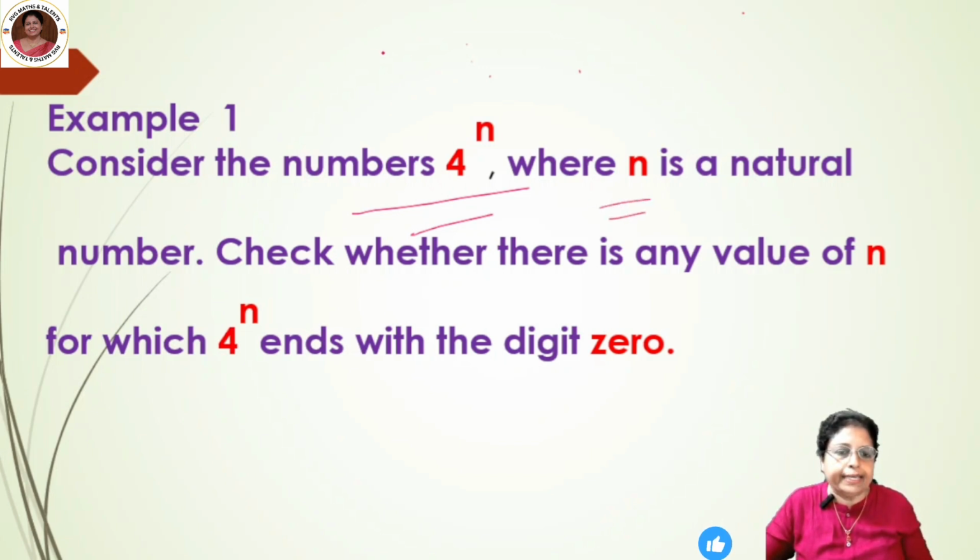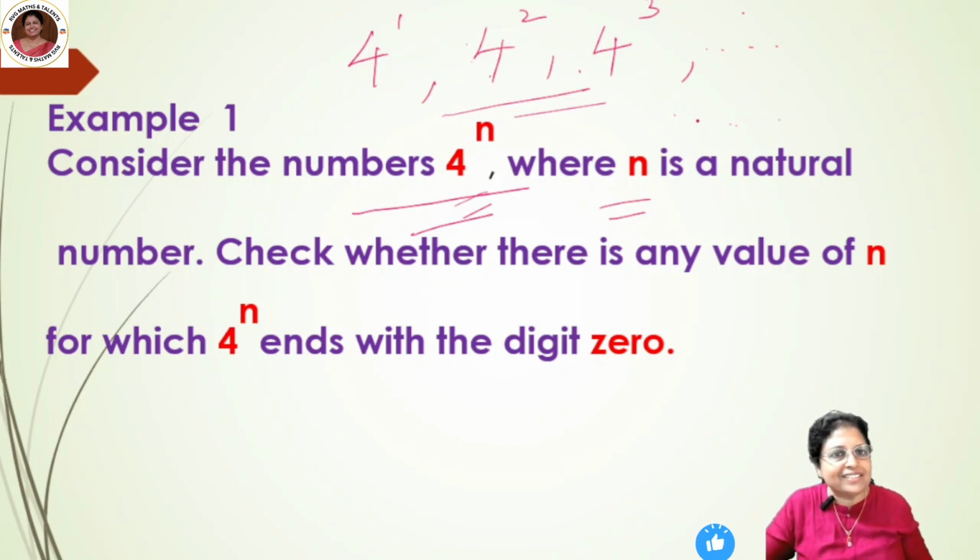Can you find examples of these numbers? That is 4 raised to 1, 4 raised to 2, 4 raised to 3, like that it goes. N is a natural number, which means there are infinite natural numbers, so there are infinite numbers here in the form of 4 raised to n: 4 raised to 100, 4 raised to 300, like that it goes. All of you understood that? Then come to the next point.